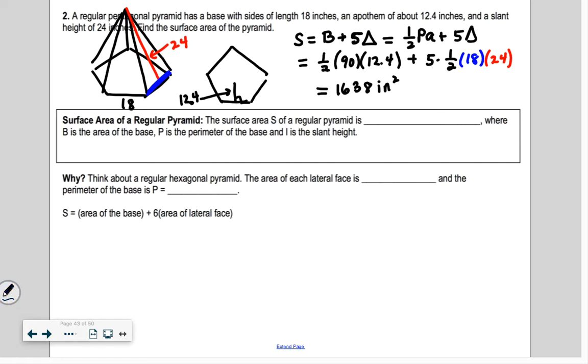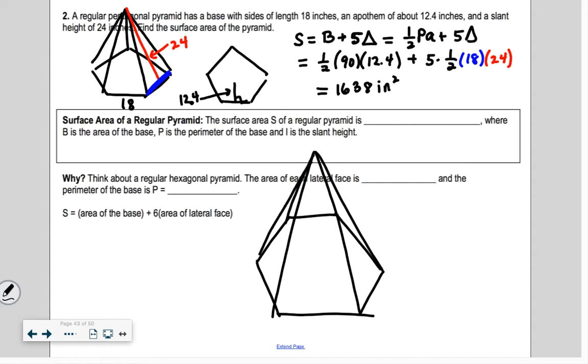So it says, think about a regular hexagonal pyramid. The area of each lateral face is what? So we have this lateral face coming up off of it. And if I want to get the area of one of these faces, I have to use that L in there somewhere, right? So the area of each of those faces, each triangle, ends up being 1/2 S times L. Do you see what I mean by S? It's the side length of that base.